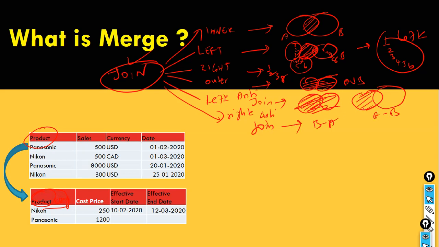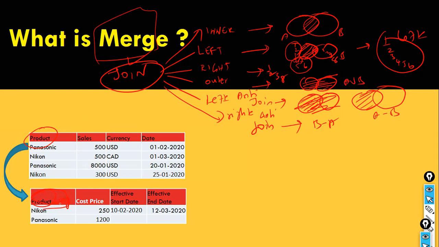The prerequisite to perform merge is that you need to have a common column between the tables. So you might be asking this question: when you see this A union B, it's simply appending the data, right? All the values from A, all the values from B. Then why do we need merge, how is it different from append? In the case of merge, the first rule is that you need to have the common column between these tables. Otherwise, it will not work.